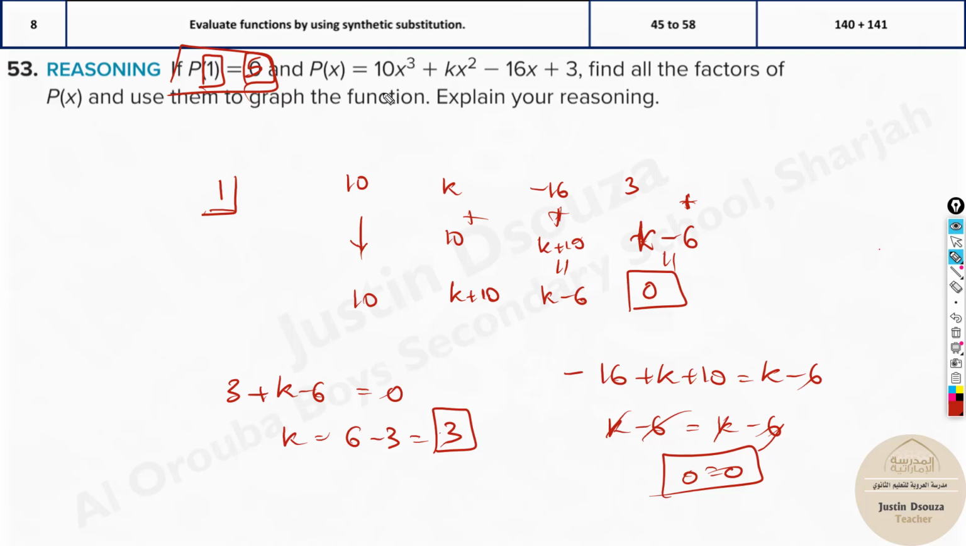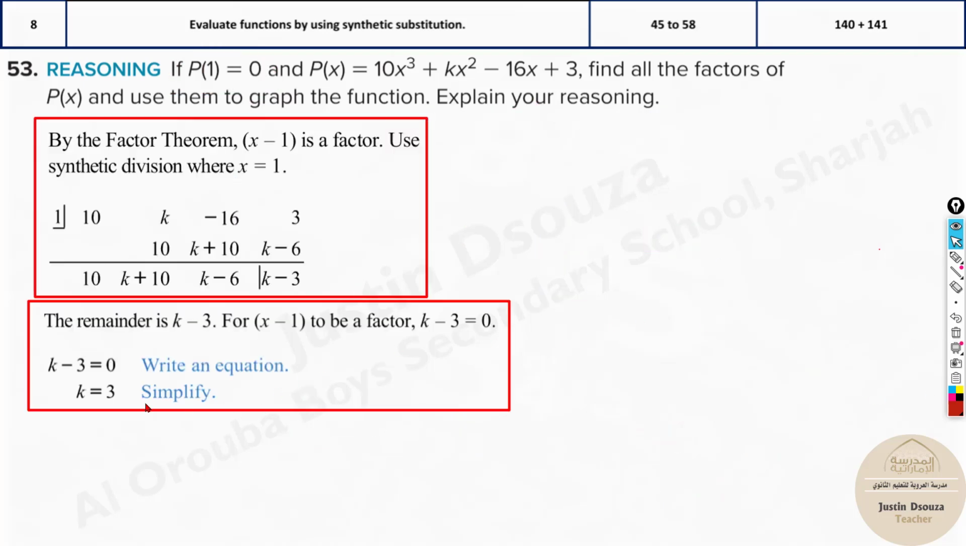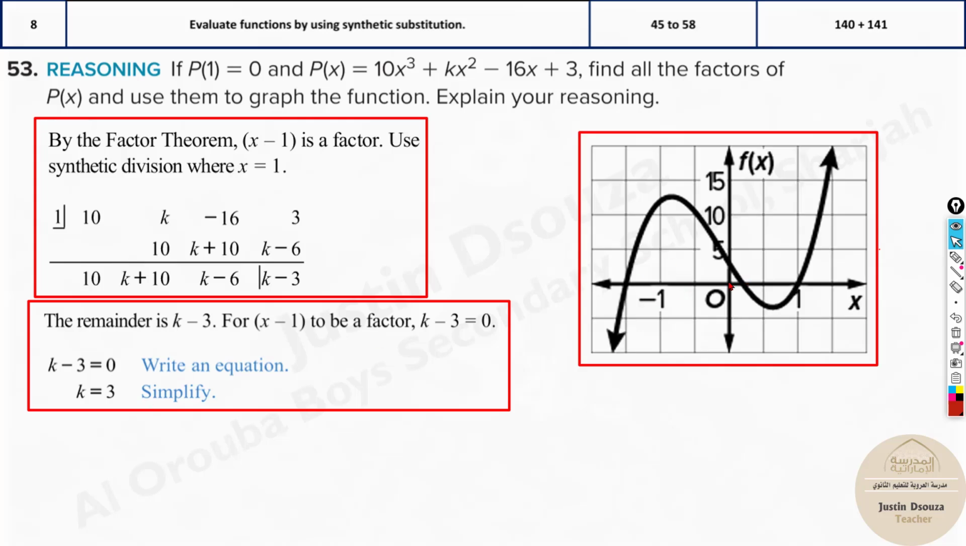So once you solve this, now I know this equation is 10x cubed plus, over here, k value we found out to be 3x squared. And lastly, negative 16x plus 3. Put this in the calculator, and if you want, you can graph it by mode 7 table, or you can solve for equations by mode 5 and 4. So that's how we solve this one. See, k value is 3, and this is the equation.